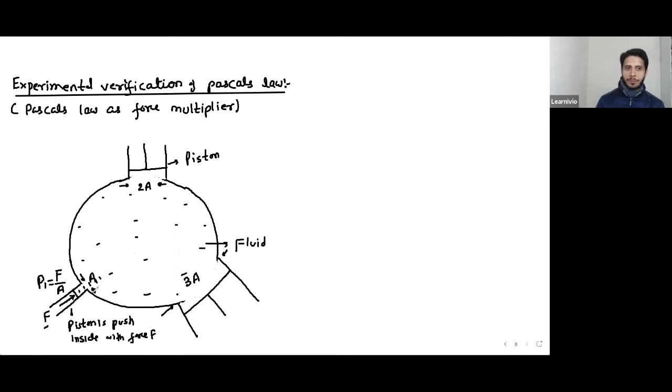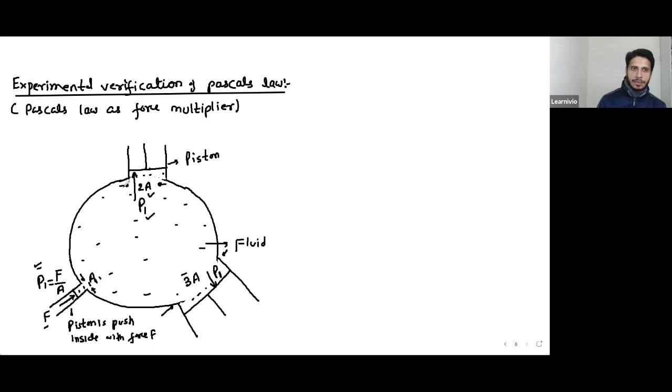So you are increasing the pressure by an amount P1. And according to Pascal's law, that pressure gets transmitted equally throughout the liquid. Means the same pressure gets transmitted here. Here also the pressure increases by P1. The same pressure will be transmitted here. That's P1. So this piston will move outwards due to pressure P1.